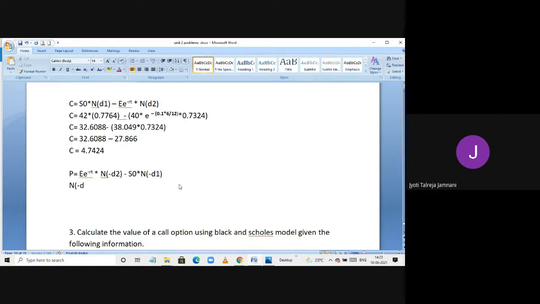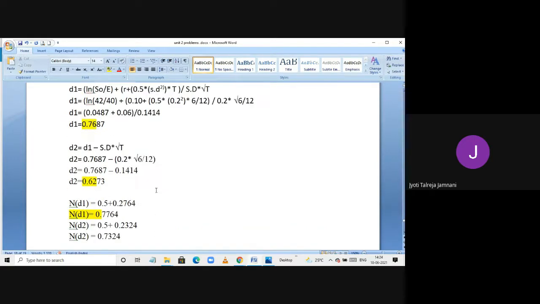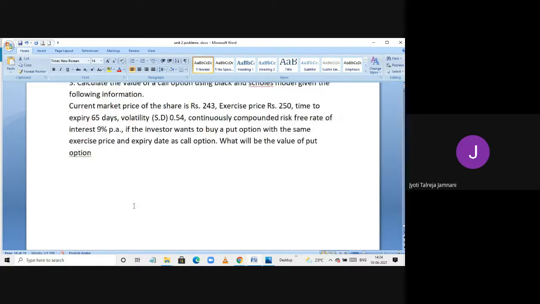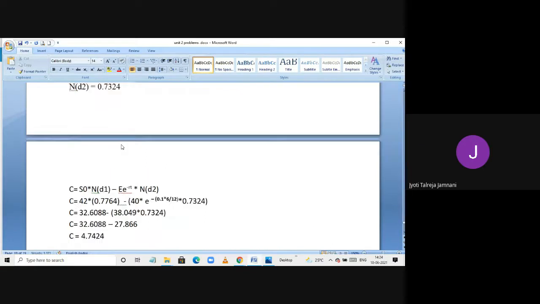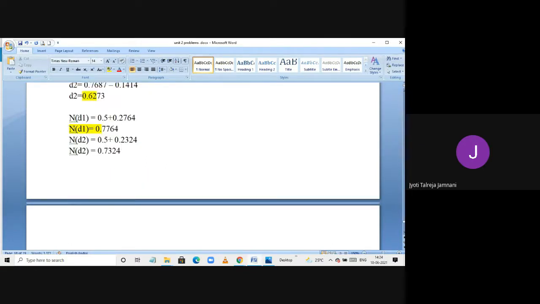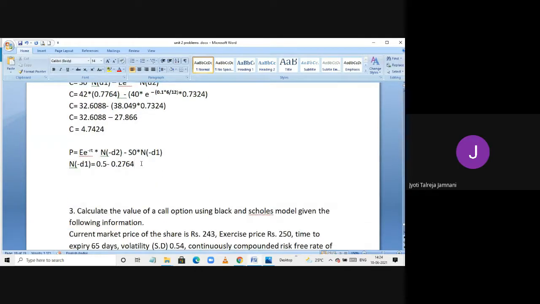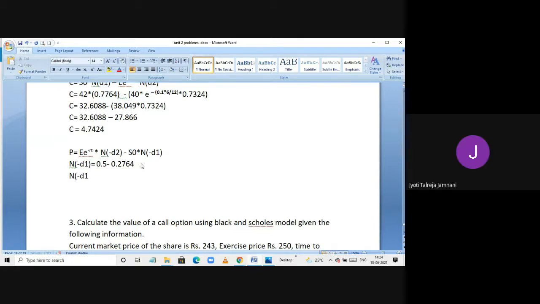N minus d1 is equal to 0.5 minus, because we are finding N minus d1, I have to do 0.5 minus. Now already in the sum you have found out the d1 value, that is 0.7687, and its table value also, 0.2764. The same value I'll use, only thing is now I'll do 0.5 minus. Are you all getting the logic? Here we did ND1, so I did 0.5 plus 0.2764. Now I am doing N minus D1. So because it is minus D1, I should do 0.5 minus 0.2764. Is that okay? Yes, ma'am. See how much you get, 0.5 minus 0.2764. If we do, we get 0.2236.